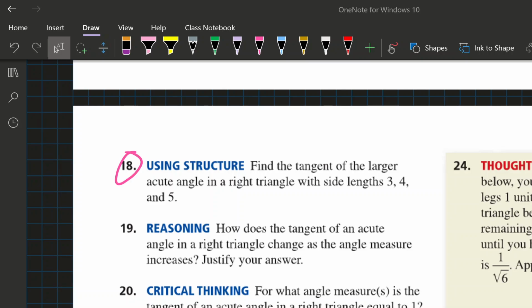18 is similar. You're setting up a 3, 4, 5. This time they want the larger acute angle. Remember, in a right triangle, the other two angles are acute. Remember, the larger angle is across from the larger side. So 4 is the larger side. Which angle's across from that? Set it up.